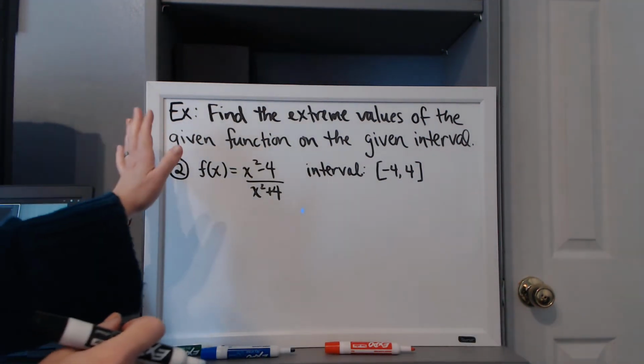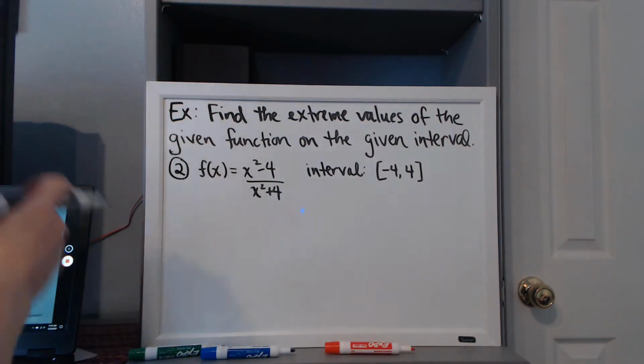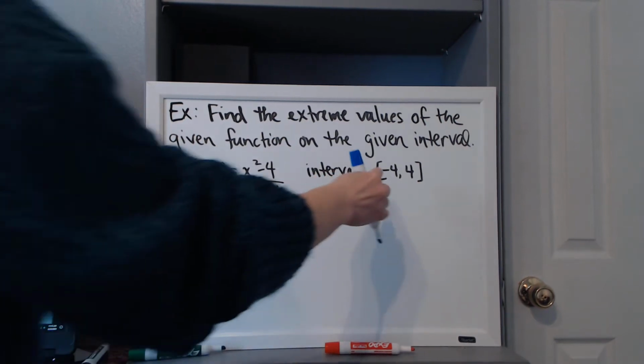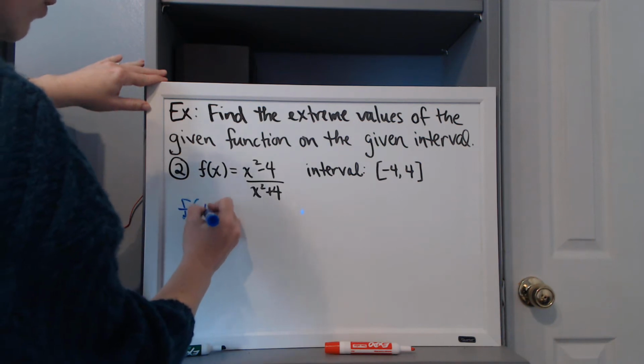Next example, finding the extreme values of the function on the interval. We have f of x equals x squared minus 4 over x squared plus 4. First thing we're going to do is check the endpoint values. So that will be f of negative 4.